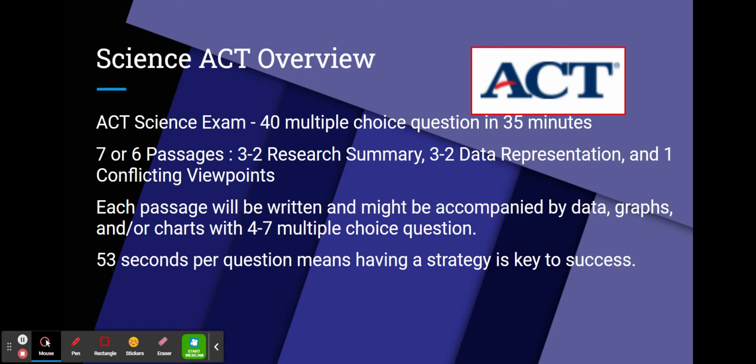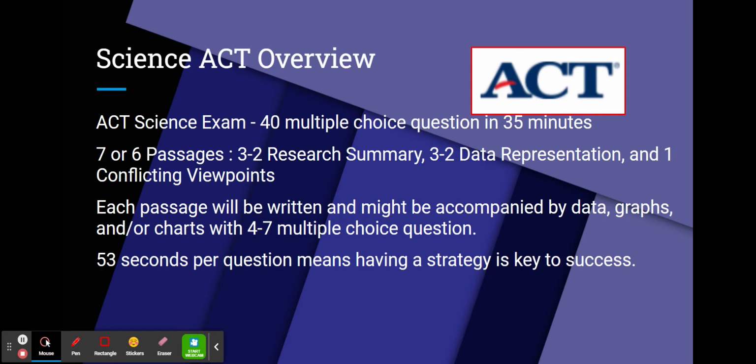So you're going to be given 6 to 7 passages. You're taking this online, so you will see the same passage on the left for several of the questions. So you'll scroll back and forth between the questions. You will have the same passage, and then you'll move on to the next passage.